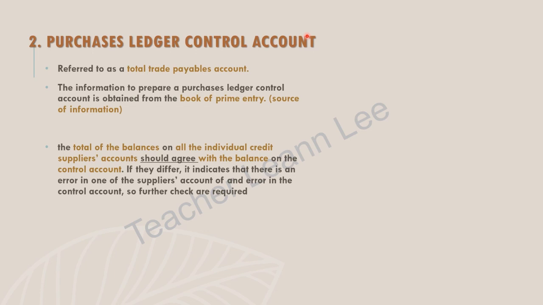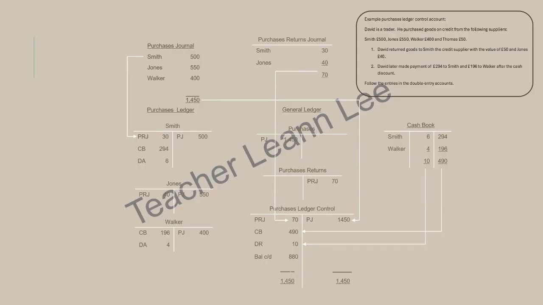They are different. Okay. So now refer to it as the total trade payable account, and also they get the information from the book of prime entry. I won't explain the book of prime entry here anymore because the previous slide already recapped it. So the total balance on all the individual credit suppliers' accounts should agree. If they do not agree, it means something has gone wrong. It indicates there are errors and you need some further checking. Okay. So when I come to the example, exactly the same example.